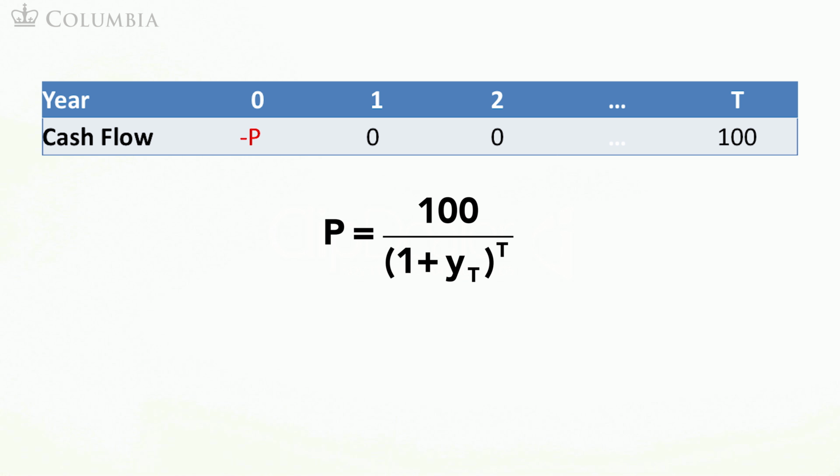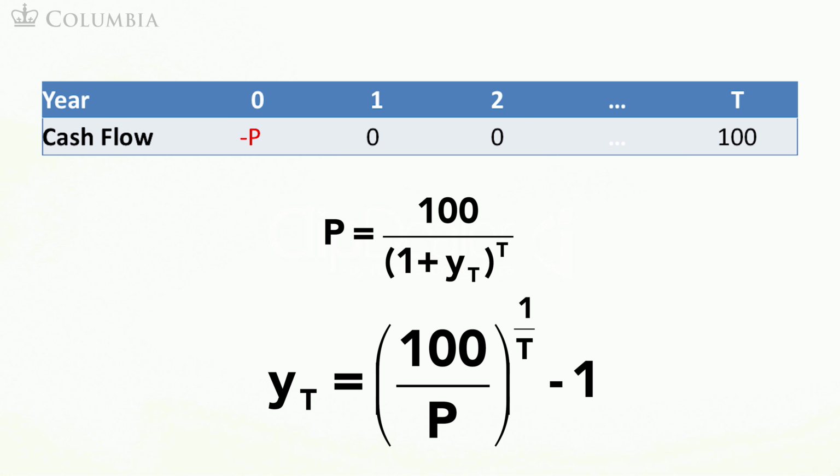Since strips have only one payment, solving for the yield is relatively easy. This equation can be rearranged and solved for Y sub T as follows. Let's do a quick example.